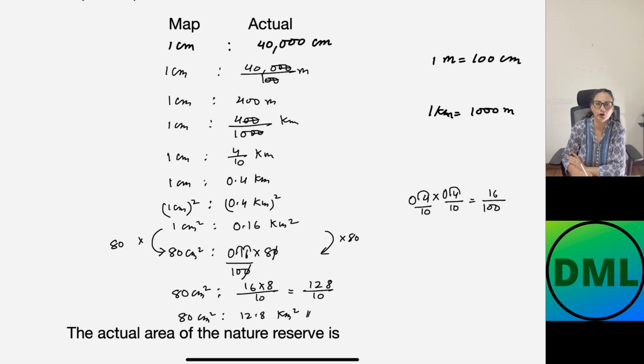Here, if you have not memorized the table 16 times 8, let's do it how we have to do that. 16 multiplied by 8 will be written as 10 plus 6 multiplied by 8. 10 times 8 is 80 and 6 times 8 is 48. If you add it, 8 plus 0 is 8. 8 plus 4 is 12. So answer is 128. That's why the actual area of the nature reserve is 12.8 kilometer squared.